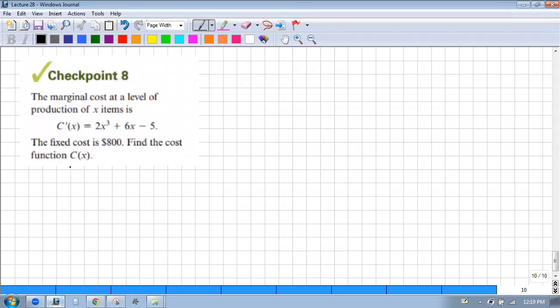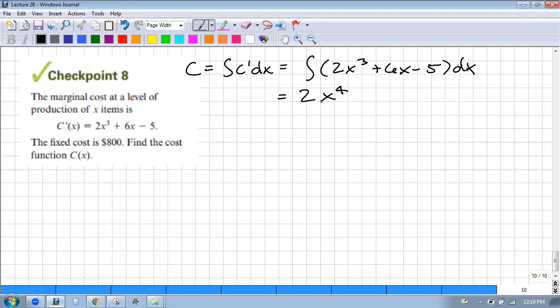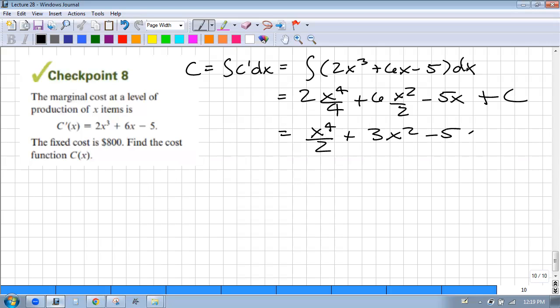So here's C prime. We need to find what C is. Well, C is the integral of C prime, the integral of 2x cubed plus 6x minus 5 dx. So this would be 2x to the 4th over 4. The 6x goes to x squared over 2. The 5 goes to 5x. We need a constant. Now we can simplify. 2 over 4 is a half. 6 over 2 is 3. So this is our C of x, and we need to find out what C is.